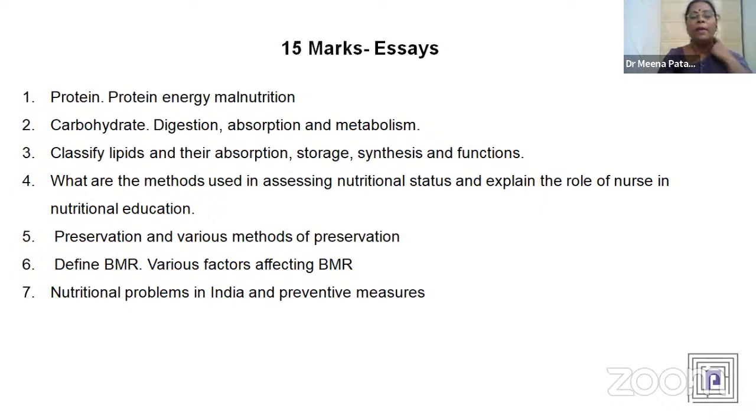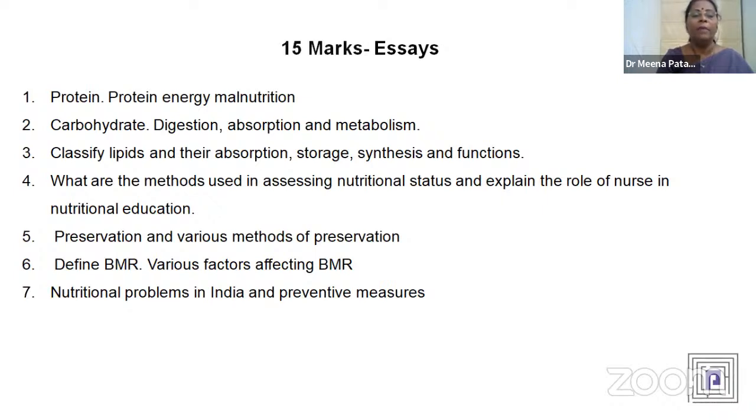I cannot say write it in 6 sheets or write it in 7 sheets, but complete information that is asked should be presented. Then question number 5, preservation and various methods of preservation. Again, define preservation. You write about classification of preservation, the role of preservation in everyday life or in the community. Then go to methods of preservation, in detail with side headings.